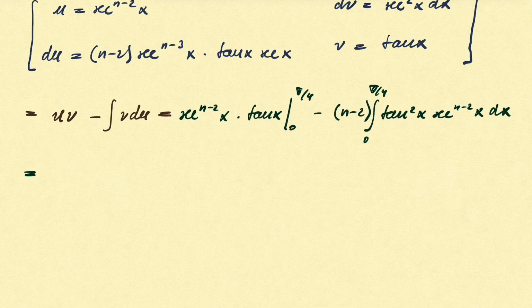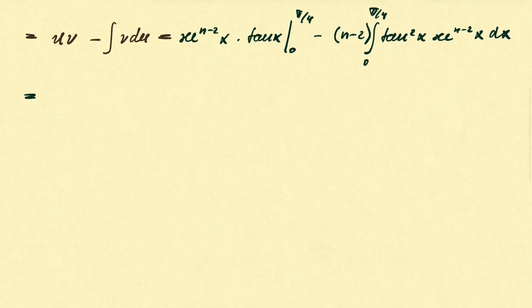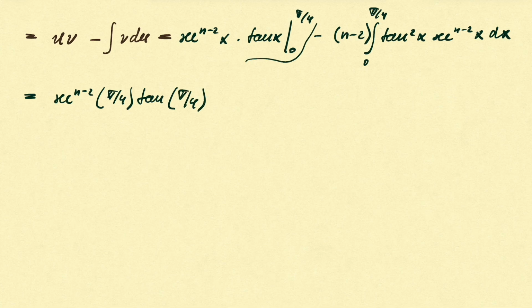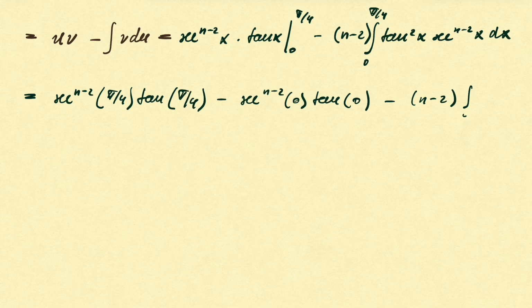Right, now we have secant to the n minus 2 of pi over 4 times tangent of pi over 4. We are just opening up these, minus secant to the n minus 2 of 0 times tangent of 0, and minus n minus 2 times, well, I won't rewrite this integral, I'll just write 3 dots here. You know that, I mean this here.